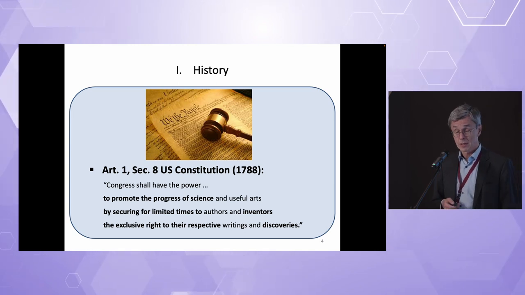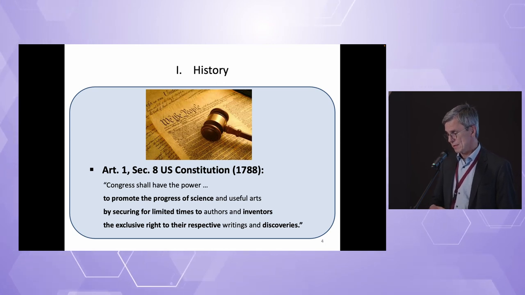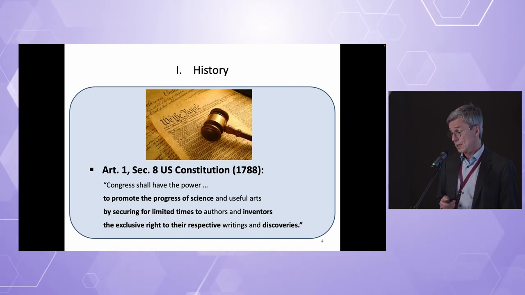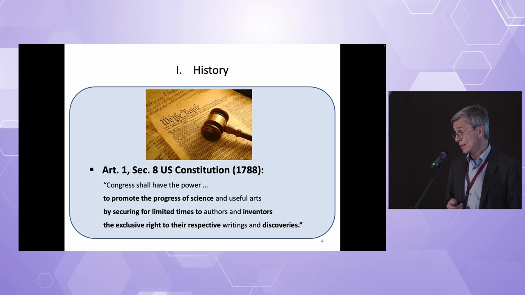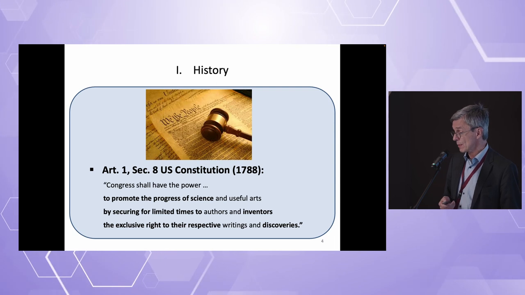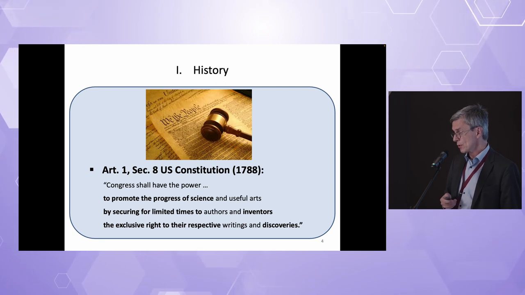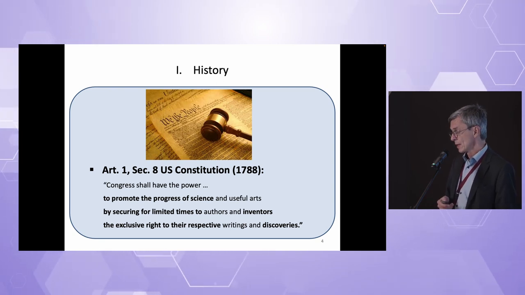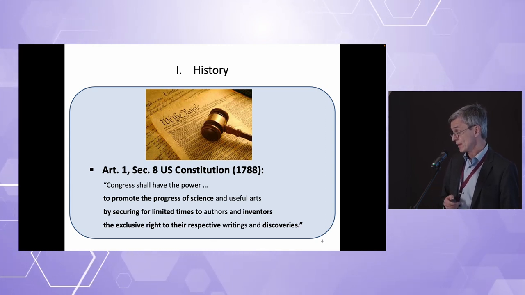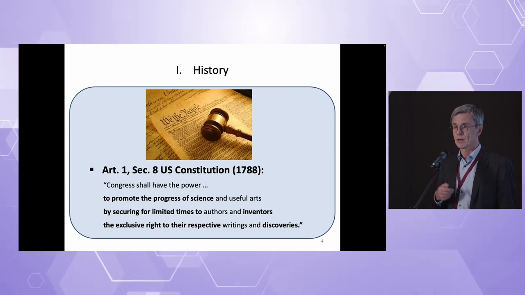Okay, let's go on in history and have a look at some general pieces of legislation. A very important one is, of course, the US Constitution. As you can see in Article 1, Section 8 of the US Constitution from 1788, it says Congress shall have the power to promote the progress of science and useful arts by securing for a limited time, again, limited time, to authors and inventors the exclusive rights to their respective writings and discoveries. Well, normally it should be translated into inventions. It's not only discoveries.